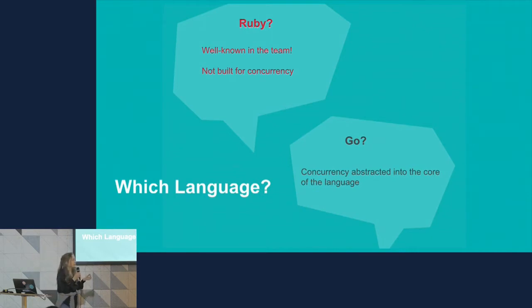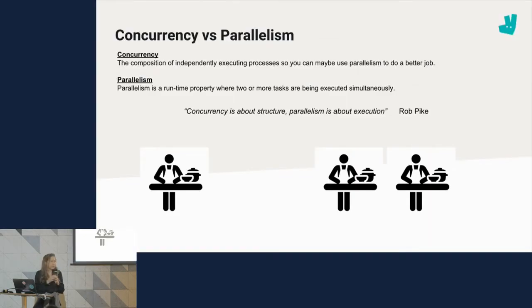So we went about designing our service, and during the design, we thought, well, which language should we choose? Everyone on the team knew Ruby, we were all familiar with it, but Ruby is not built for concurrency. And as I'm sure you all know, probably better than me, Go has concurrency abstracted into the language. So I was really fascinated by this. What does it mean? How is Go different from Ruby? So I started doing some research.